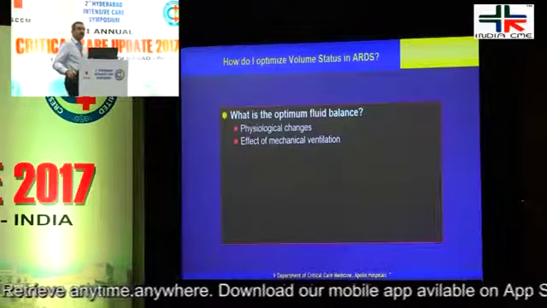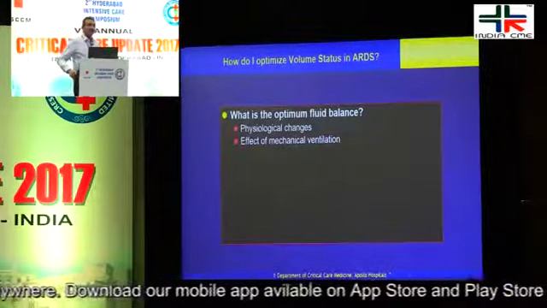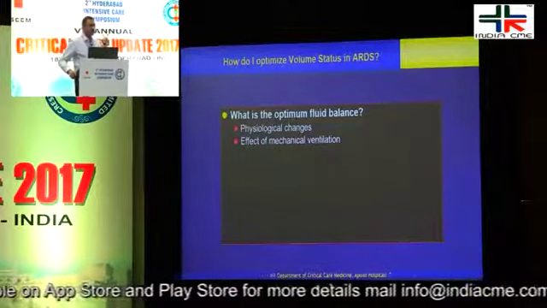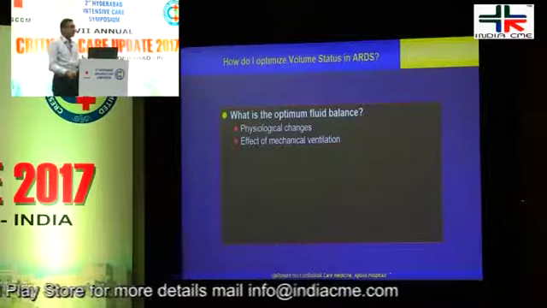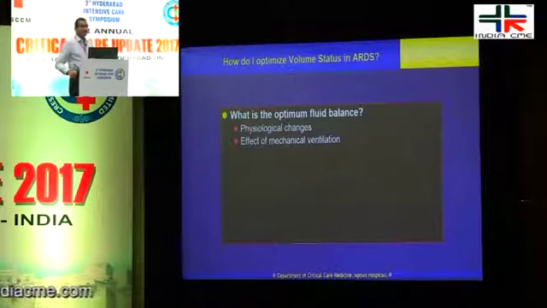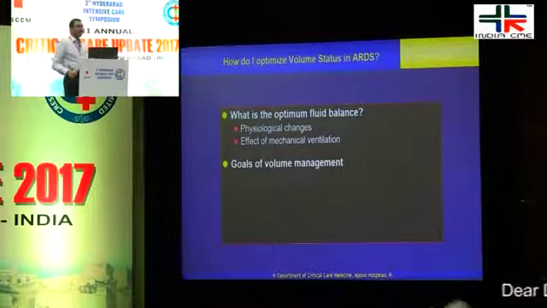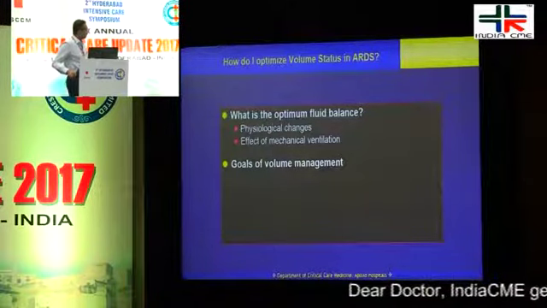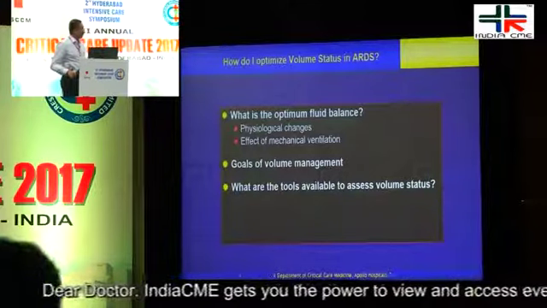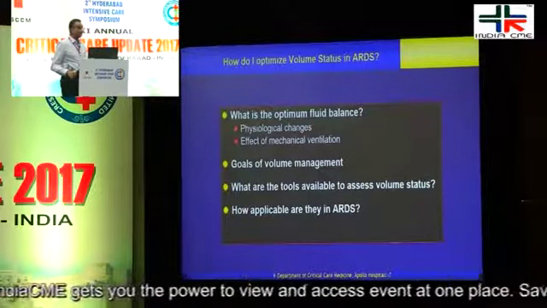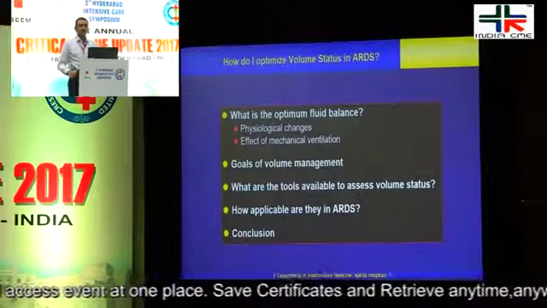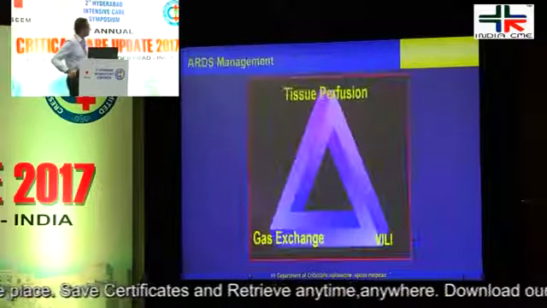So first, before I optimize the volume status, I need to know what is optimum fluid balance in a patient. I'm going to talk only about a patient with ARDS. So I need to understand the physiological changes. I need to understand the interaction between the mechanical ventilation and the cardiovascular system a little bit more. Then define my goals of volume management. Then I need to see what tools I have to achieve those goals and whether those tools can be used in ARDS versus a non-ARDS patient, and then we'll come up with some kind of a conclusion. So that's kind of the flow I'm just going to take through the next 20 minutes.